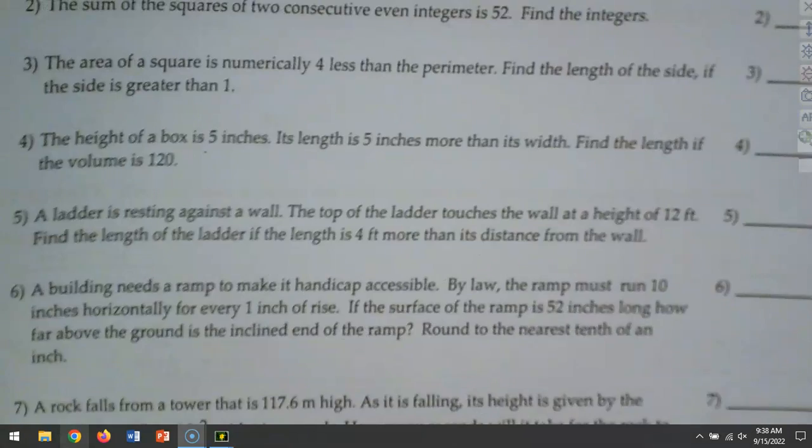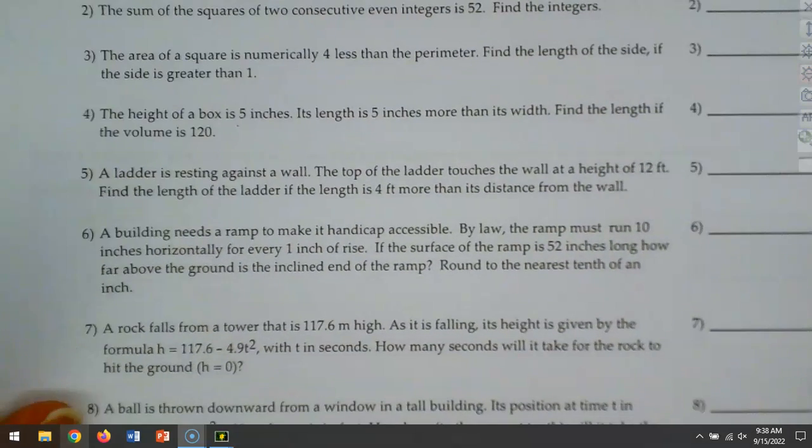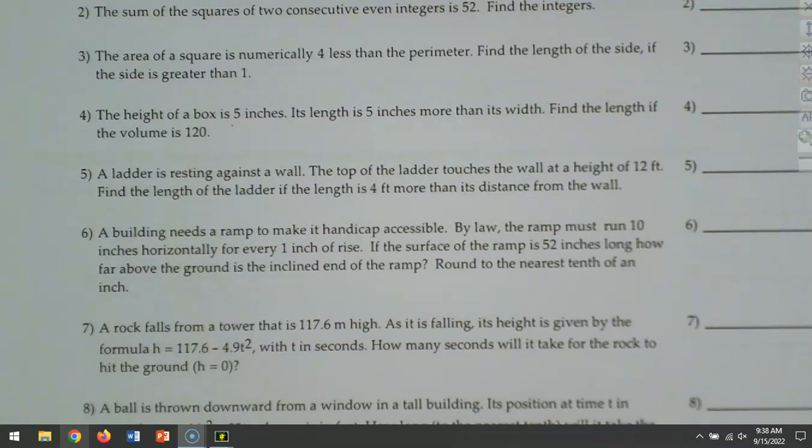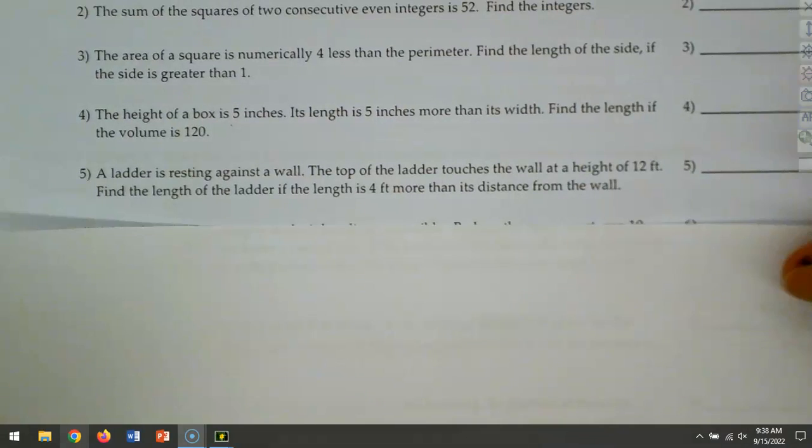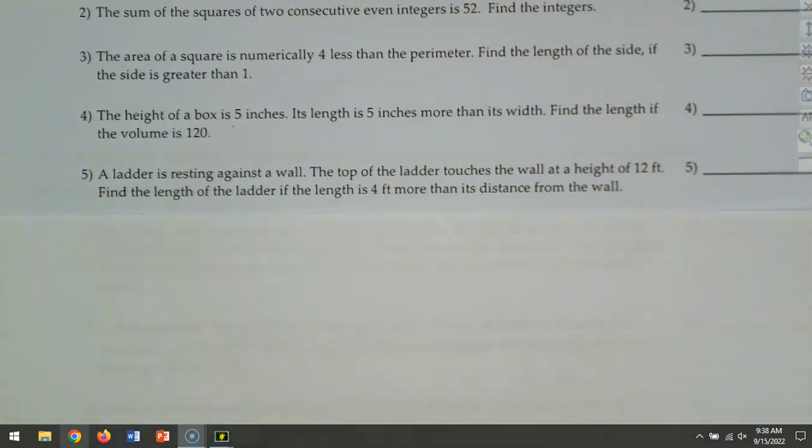Question number 5 is going to be a Pythagorean theorem question, I believe. So a ladder is resting against a wall. The top of the ladder touches the wall at a height of 12 feet. Find the length of the ladder if the length is 4 more than the distance from the wall.